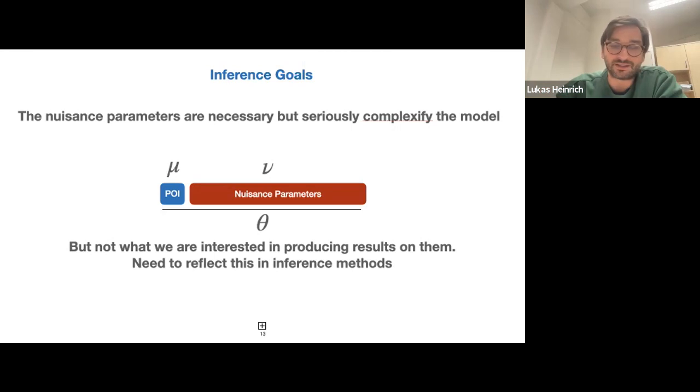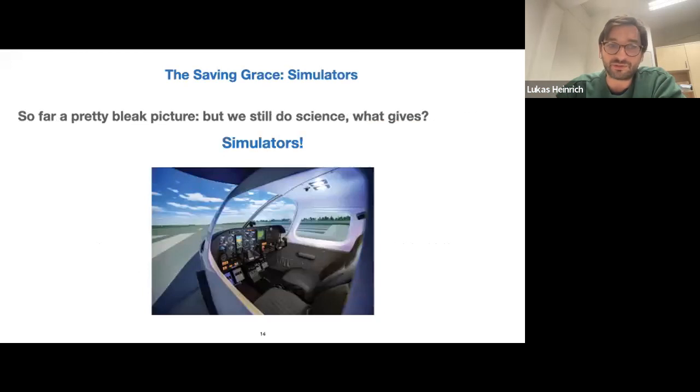And okay, so that sounds pretty bleak. We have complicated data, we have complicated parameters, we have a completely intractable likelihood. But of course, we're still doing science, and the question is, okay, how is that happening? If we don't have a likelihood, we can't just stick it into Bayes' theorem and run, for example, MCMC. And so really the saving grace of all of this is basically simulators.